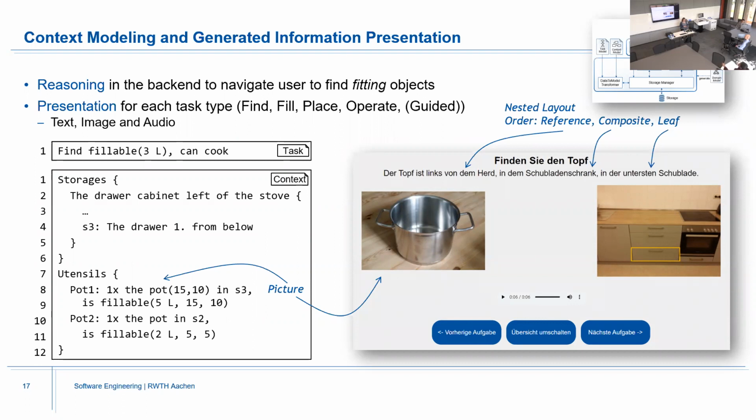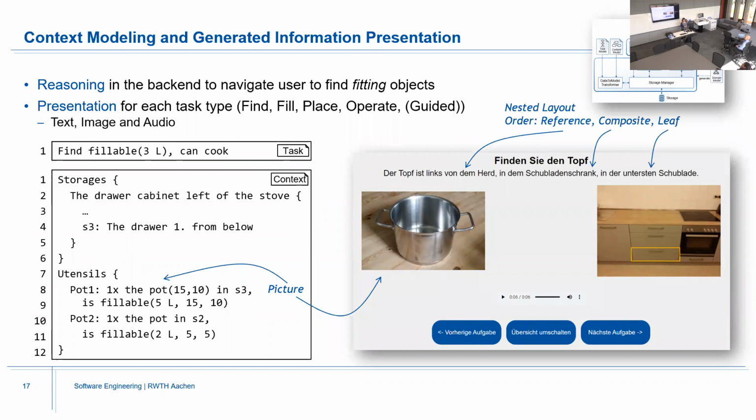which would fill enough of this part. And we can use then this pot and navigate the user towards the direction. So we have here in S3, which is a certain drawer. So the first drawer from below, which you can see here in the picture. And we can take that to guide the user where he can find this exact pot in this finding task.